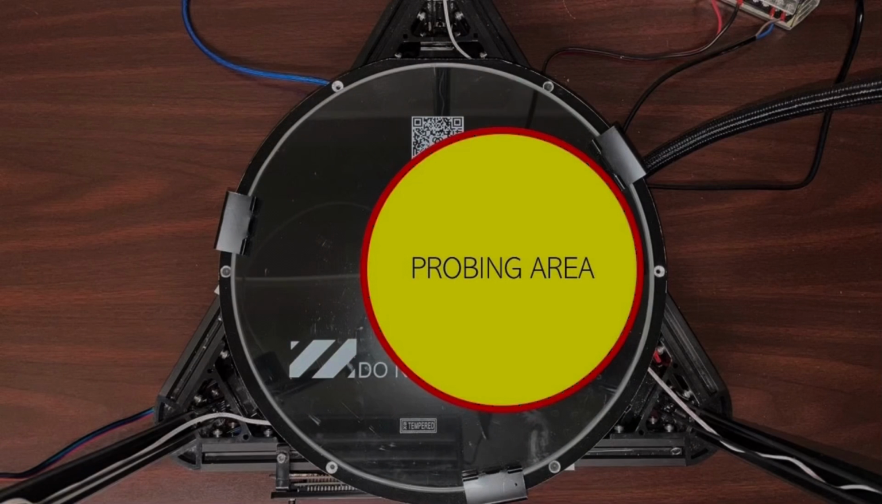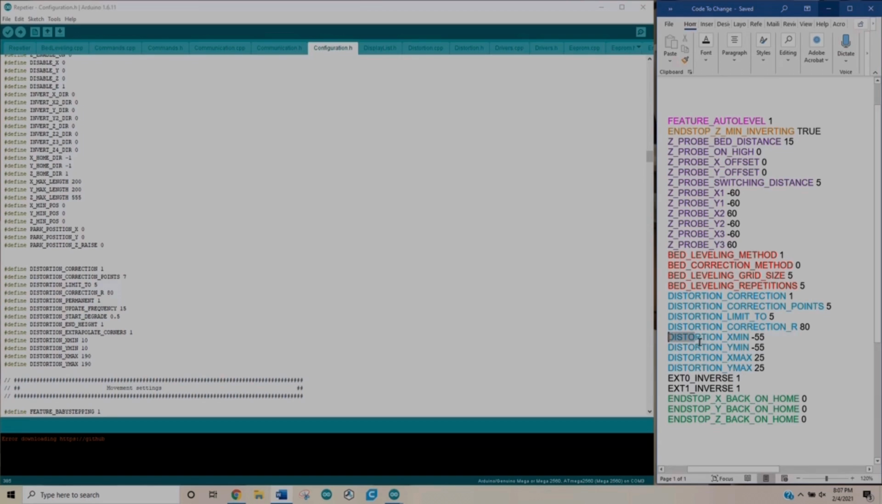Another issue I faced is the printer wasn't probing near the middle of the bed. It was always probing off to one side. So I had to change these four values, distortion X-min, Y-min, X-max, and Y-max, until it started probing around the center of the glass. Your values may be different, or they may be the same, but play with these until it's probing in the middle.